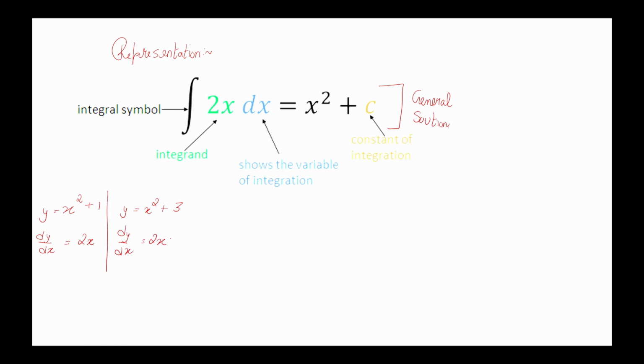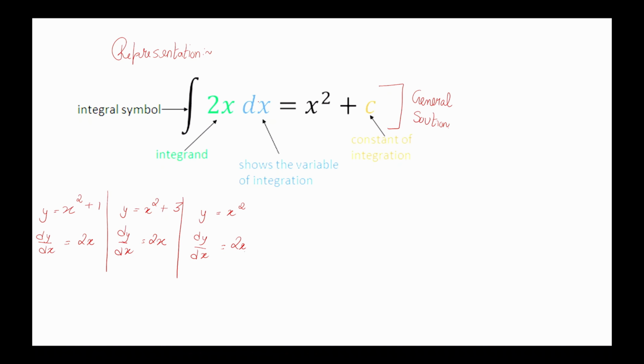It would still be 2x, right? What if my function was just x square? My dy by dx would still be 2x. So that is why whenever we are integrating 2x to go back to our function, we do not know whether there was some constant or not, because whatever constant is there, upon differentiating, the constant becomes 0, right? So that is why there is a constant.